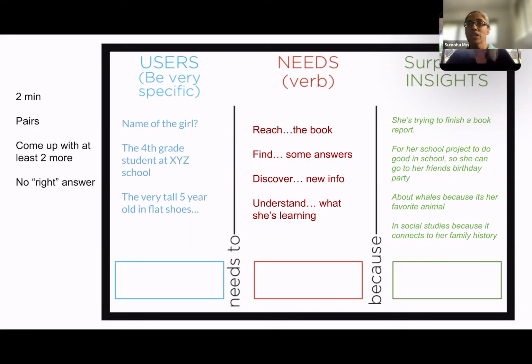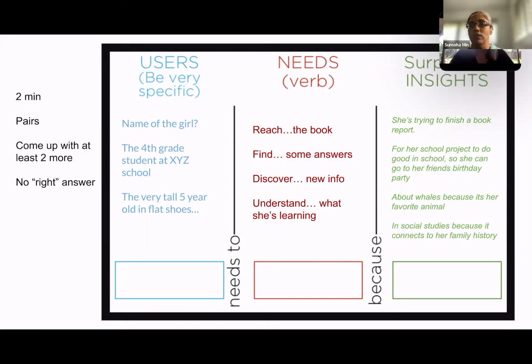Okay. And now we're going to move to insights, right? So these are insights. She's trying to reach the book because she's trying to finish a book report. Or the very tall 5-year-old needs to find some answers for a school project to do well in school so she can go to her friend's birthday party. We're trying to get to the reason why she is up on those books trying to reach that book. She's trying to discover new information about whales because it's her favorite animal. She's trying to understand what she's learning in social studies because it connects to her family history.